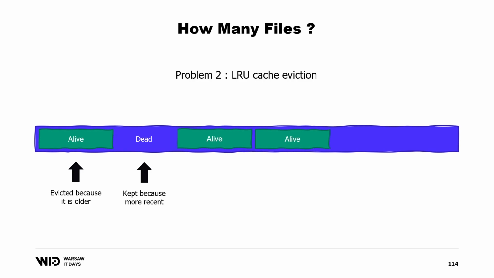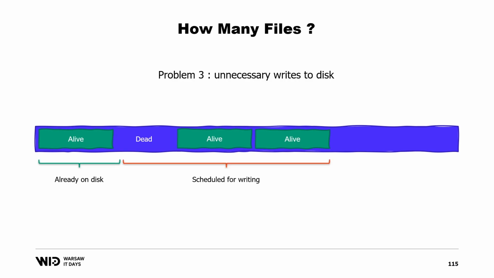And the third problem is also related, which is, well, the writing of the data to the disk always lags behind the writing of the data to the memory. And if you know that a page is no longer necessary and it has not yet been written to the disk, well, the operating system does not know that. So it still spends the time to write those bytes that will never be used again to the disk, slowing everything down.